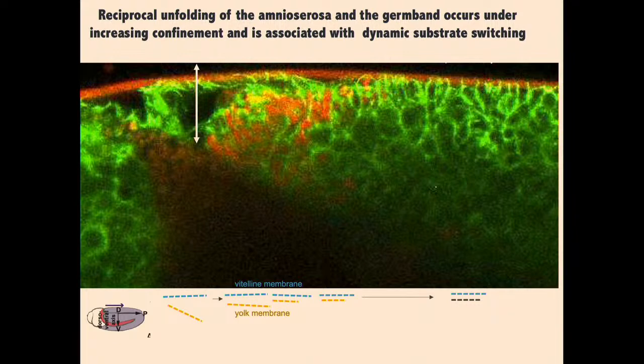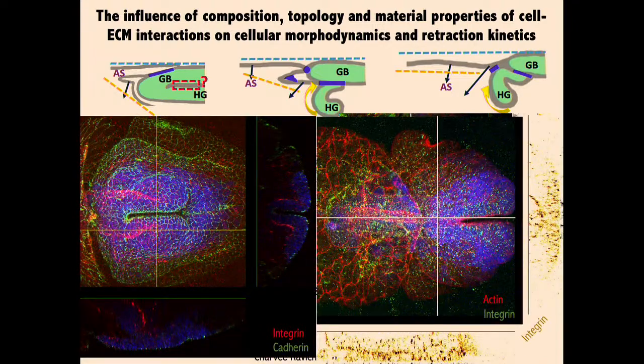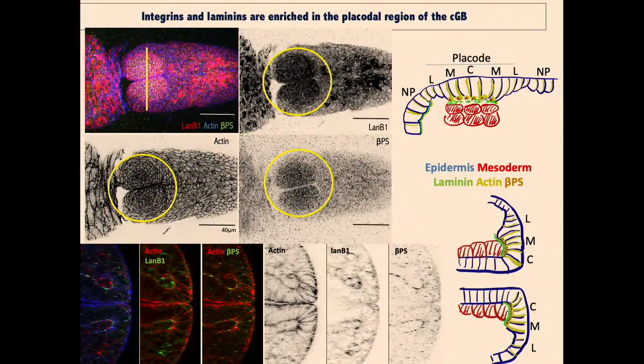Okay, so fine. So I'll just take you through the other part that I was talking about. Much of this work is relatively new, but I just wanted to say, as I said before, that all of these events happen under increasing confinement and with dynamic substrate switching. So one of the things we've been asking is, how does interaction of these tissues with substrates actually influence morphodynamics and kinetics? And so as a first part to that question, we looked at the molecules I spoke about yesterday.